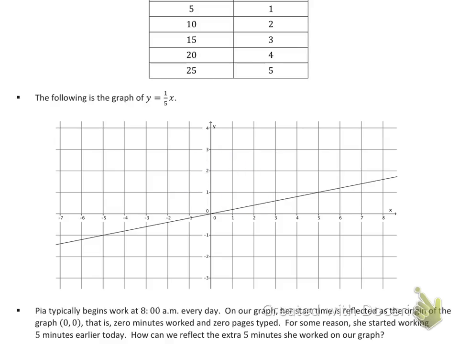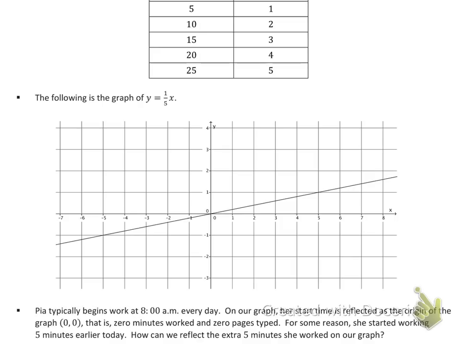Okay, but look with me at the bottom of the page here. It says Pia typically begins work at 8 a.m. every day. On our graph, her start time is reflected as the origin of the graph at 0, 0. So this would be 8 a.m. right here. So really this part of the graph doesn't matter that much, but it is part of the line. So that would be 0 minutes worked and 0 pages typed. For some reason, she started working 5 minutes earlier today. How can we reflect the extra 5 minutes that she worked on our graph?